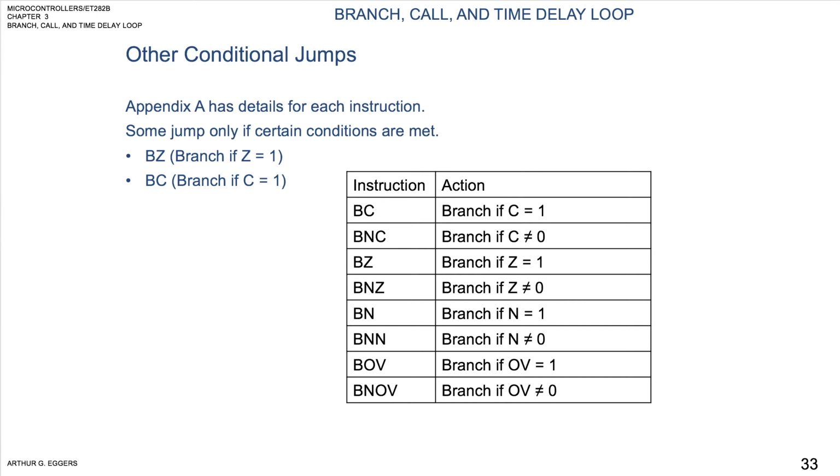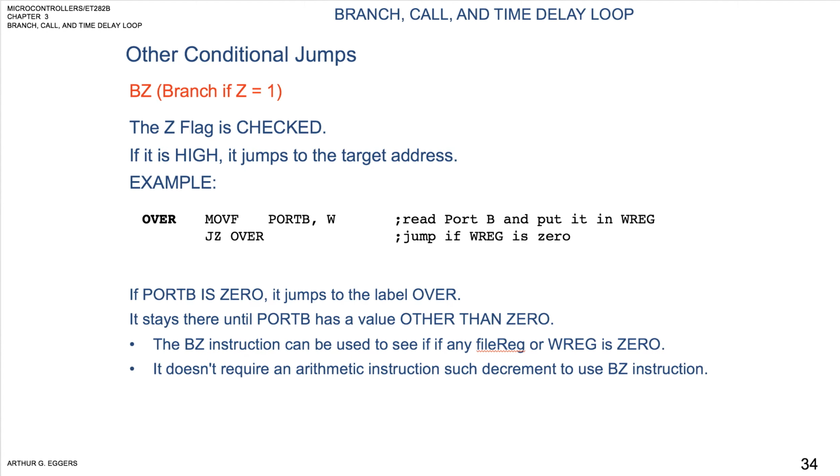So let's take a look at BZ or branch if Z equals 1. In this instruction, the Z flag is checked. If it's high, it jumps to the target address. So if we take a look at the example, we've named it over. We've done a move F to port B, putting it in the working register. So we read port B and put it in the W register.